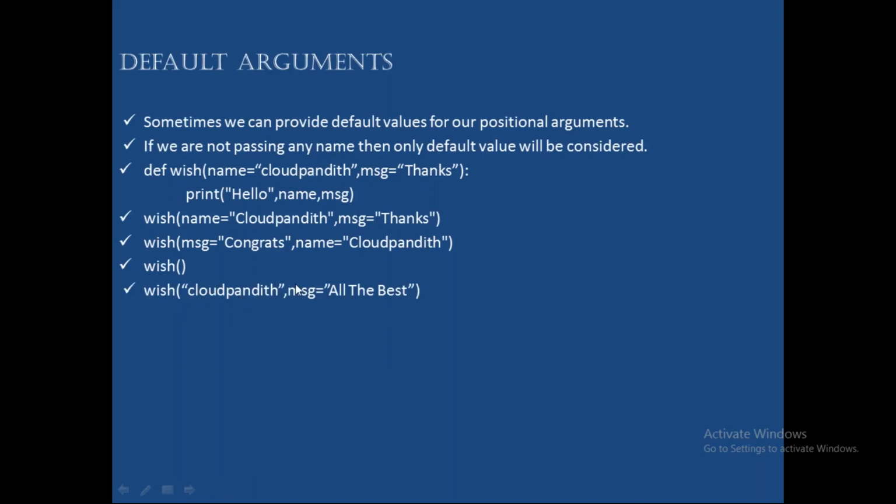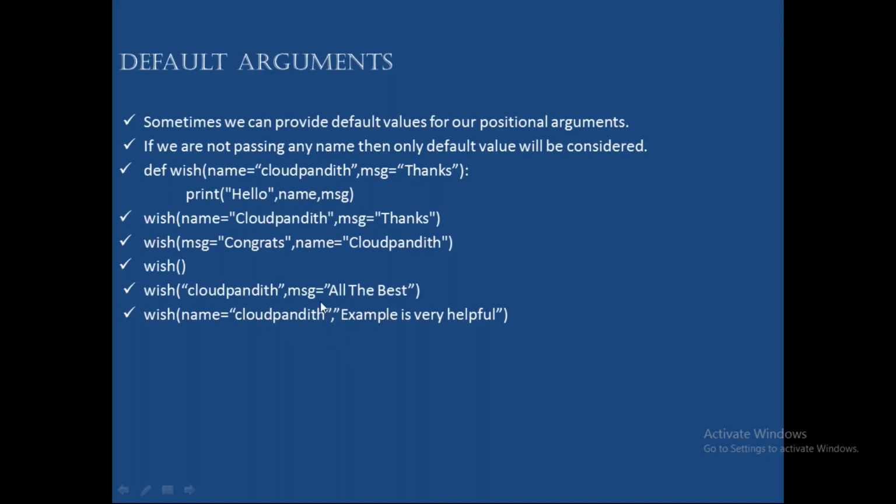When I say wish, Cloud Pandit, message equal to all the best, will it work or not? Yes, it will work because you are using first positional then keyword. So name will go as Cloud Pandit, message will go as all the best instead of thanks. Next, wish name equal to Cloud Pandit, example is very powerful. Will it work or not? No, it will not work. It will throw an error. Even though you have default values, it will throw an error.